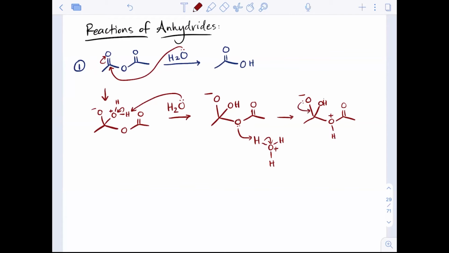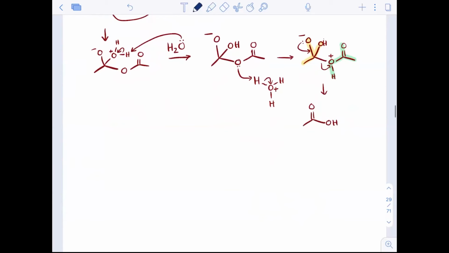Then our oxygen can kick out the 2 carboxylic acids, right? We have 1 carboxylic acid here and a second carboxylic acid here. So even if the molecule is not symmetrical, you still get 2 carboxylic acids. If the anhydride is symmetrical, then just draw 1, right? No repetition necessary. That same exact reaction mechanism can be done with alcohols as well.